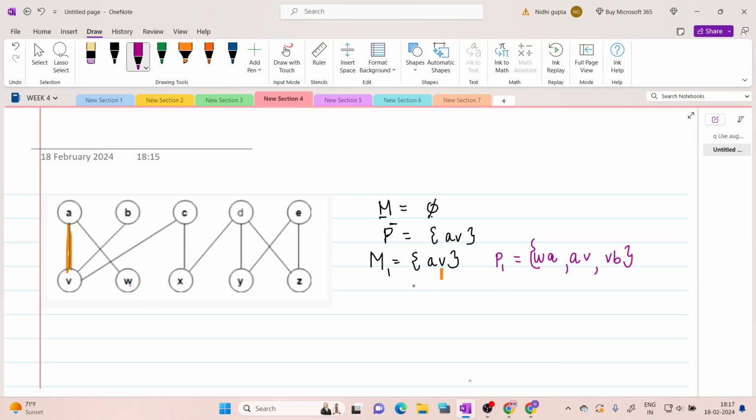Good. So now we have M1 and we have an augmenting path. Now we'll look at its symmetric difference, which is the union minus the intersection. In this case AV is the only common edge. So the new matching is WA, VB. So WA, VB is our new matching. Now can anybody give me an augmenting path with respect to this matching?